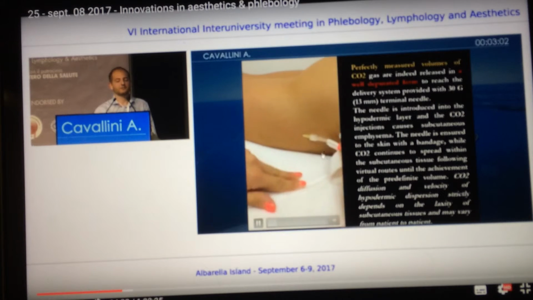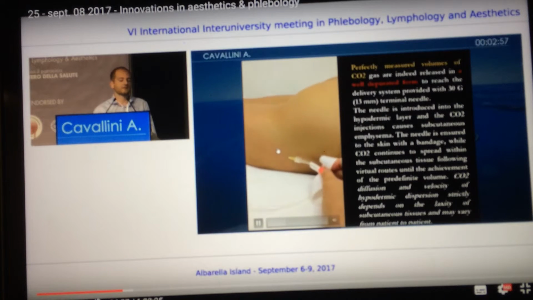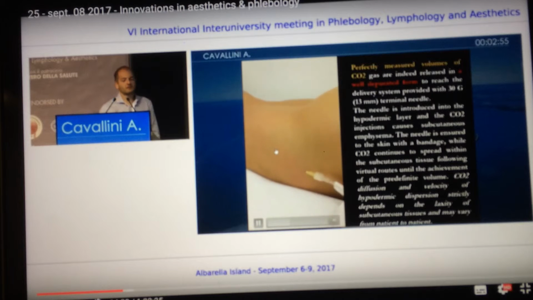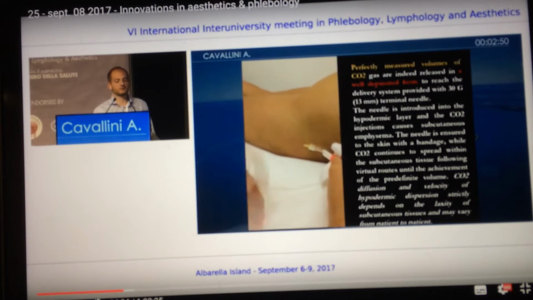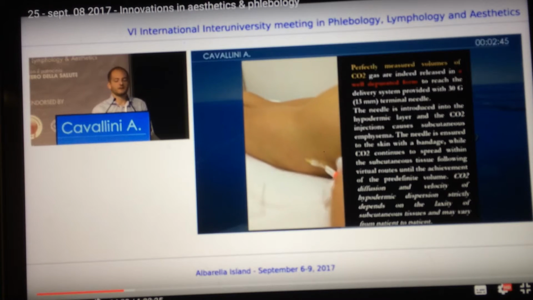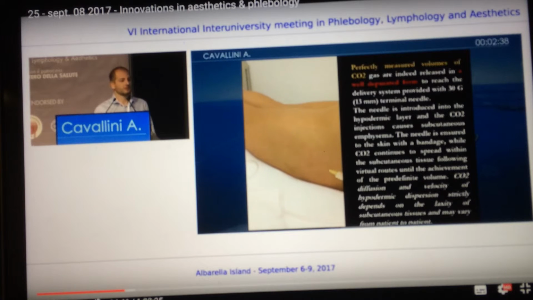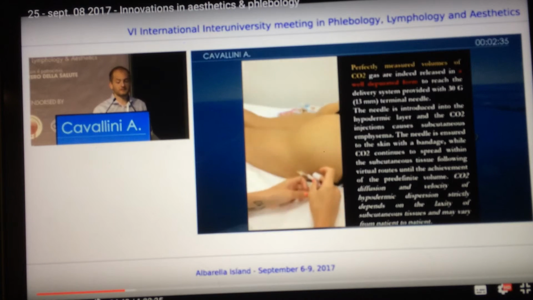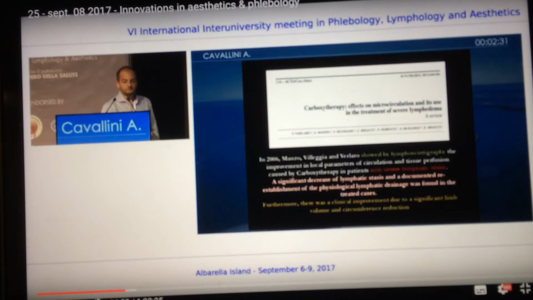This is our nurse. We've been making a video. So this is a subcutaneous injection. And if you have a look at the gas injection, you can hear this sound. And the subcutaneous perfusion was being performed. This patient came to us for telangiectasia, and we decided to apply this technique.